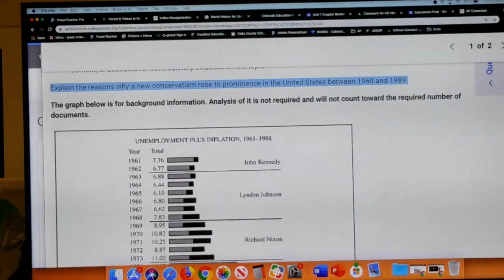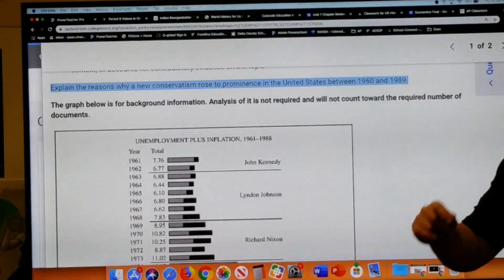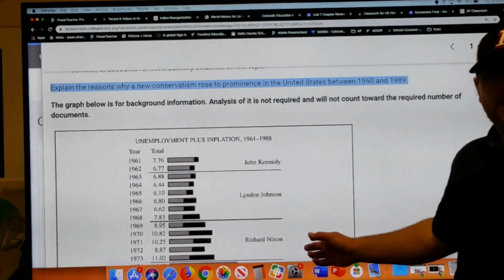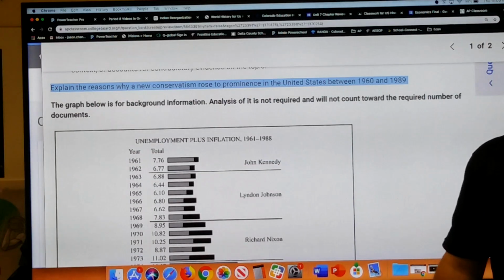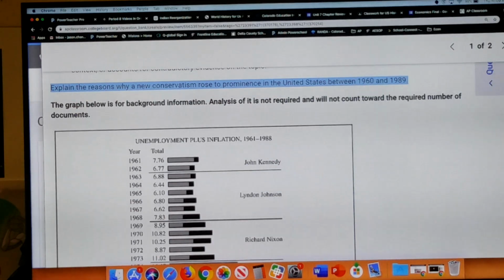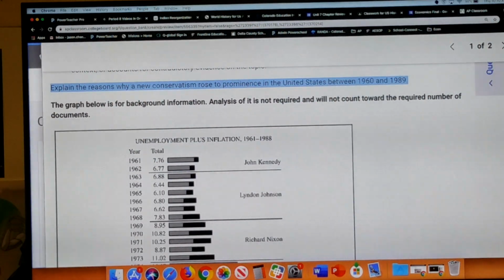I would blame some of it on economic conditions. So my thesis would be: a new conservatism rose to prominence in the United States between 1960 and 1989 because, first point, economic conditions, which you might argue using this graph. I would argue that America's generally a conservative nation in a lot of ways, and we had a liberal period there for 40 years, and big business clawed its way back into it. But using these documents, I would say economic conditions worsened, especially spiking under President Carter. That could be your first point. You can point to this graph.